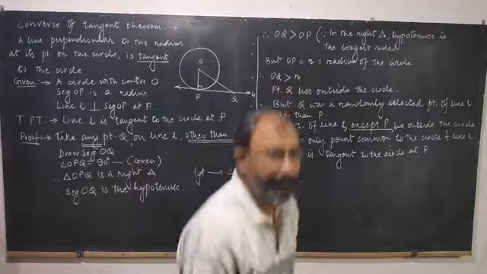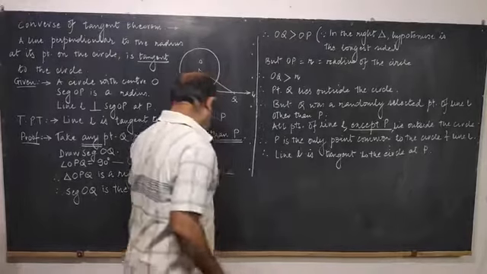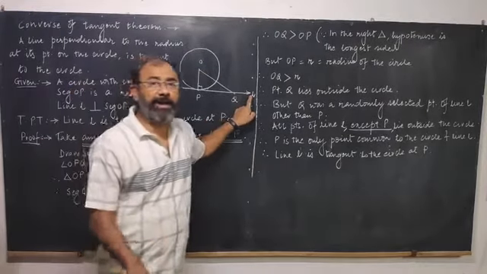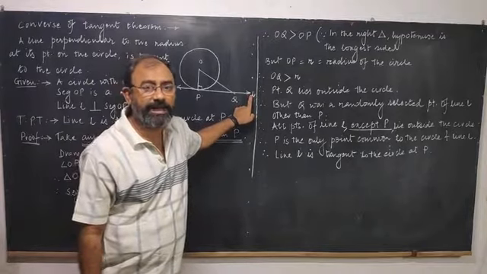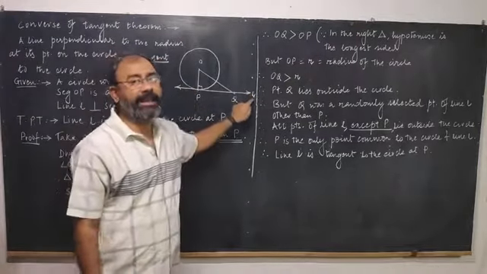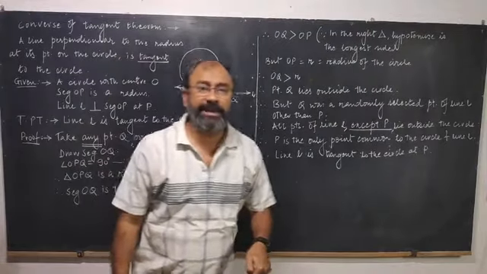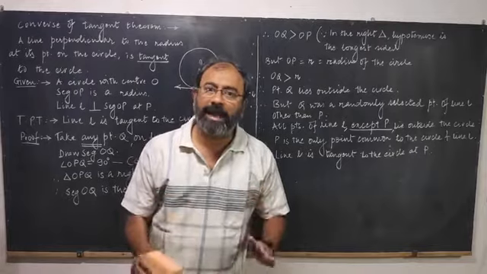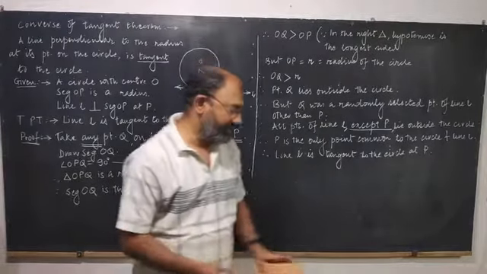Okay. Now you are given that the line L is perpendicular to the radius. कहाँ पर? Radius के outer end. This line is perpendicular to the radius at its outer end. And what do we want to prove? That that line is tangent to the circle.